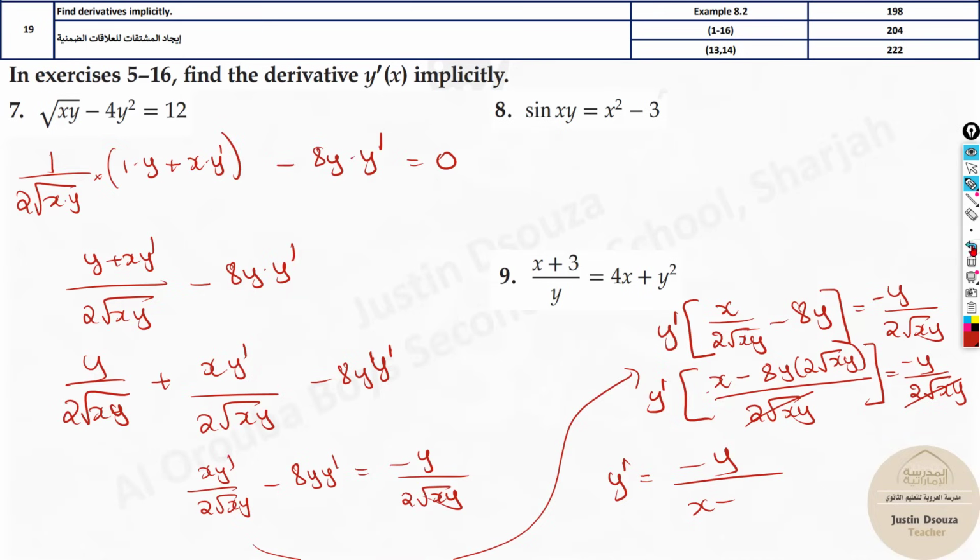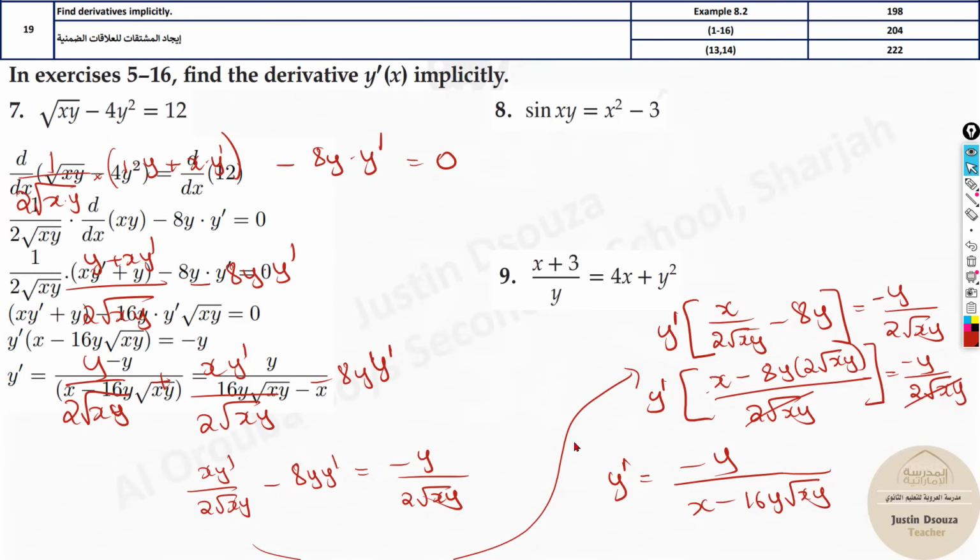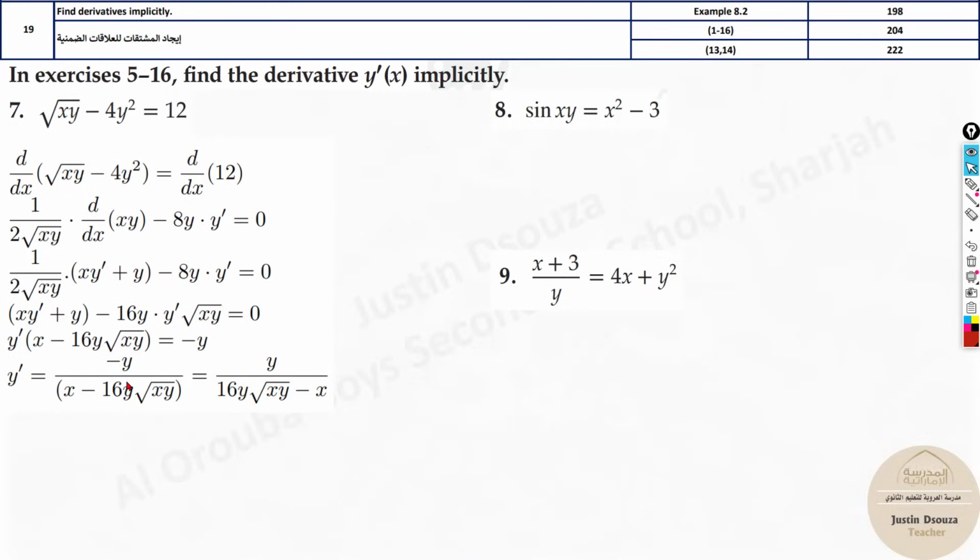Now I'll simplify this. 8 times 2 is 16y root xy. So this would be the answer. This is a simplified answer. Let's see what is the answer over here. So yeah, it's the same thing. Now they have simplified further to change the negative sign. That's not required, but this is fine. Minus y by x minus 16y root xy. That is, say, the same answer that we got.